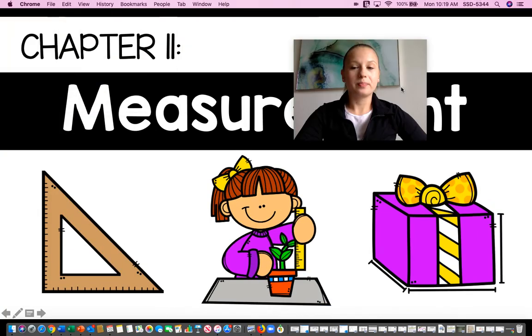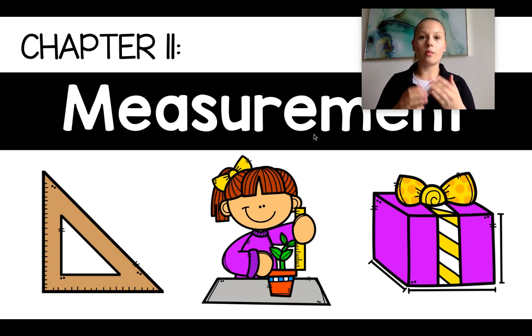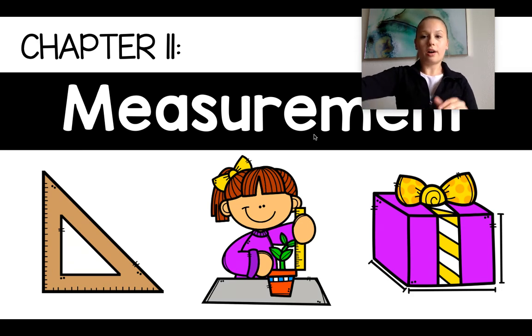Today, we're talking about measurement. So all of chapter 11, we're talking about measurement. Yesterday, we were talking about length. And length is how we measure how long something is. That's an object's length. Such as, I'll use my coffee mug.